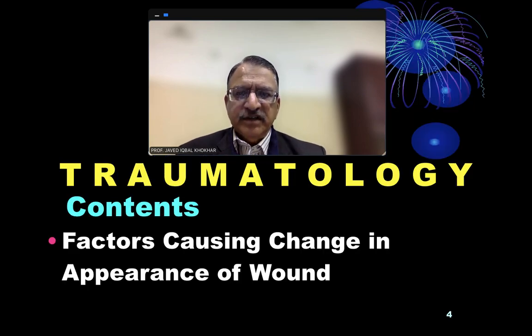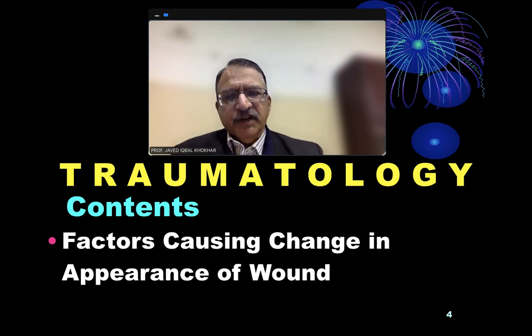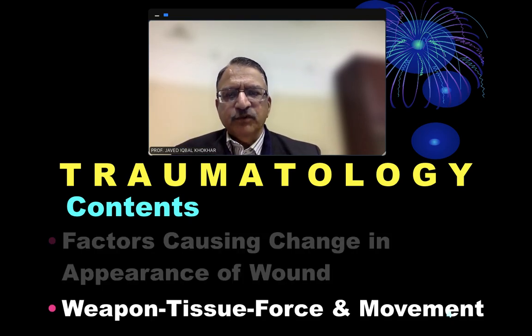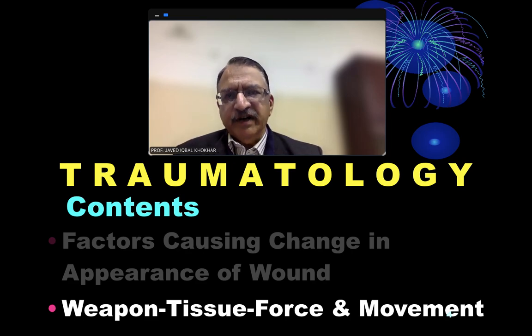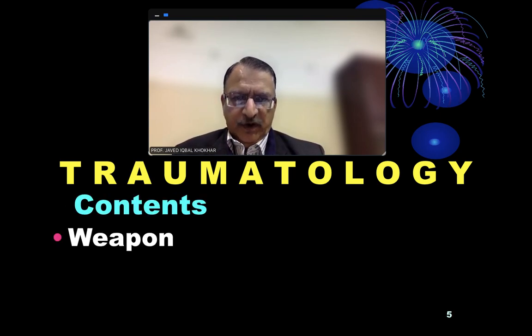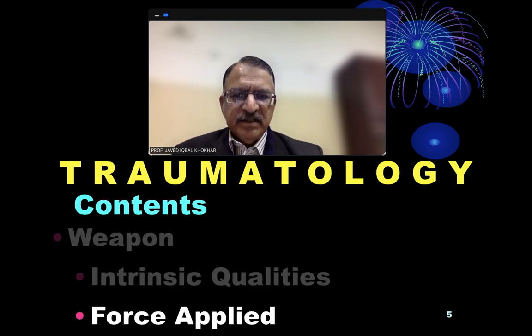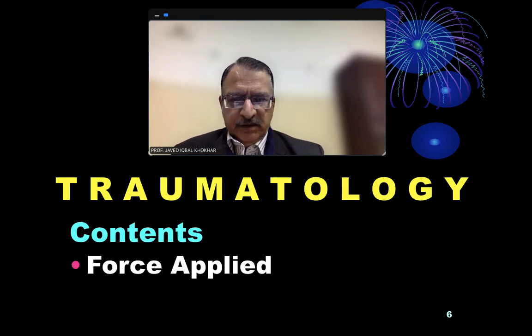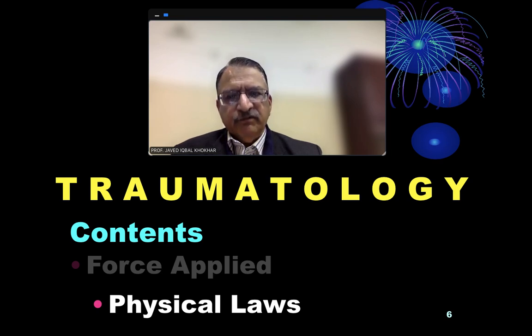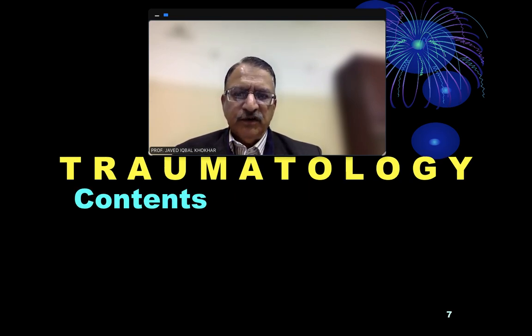And the contents of today's talk: I will be discussing various other factors. We have started discussing the intrinsic qualities within the weapon, then the factors which are responsible in the causation of the wound production or change in the appearance. Then what is the wound, weapon, tissue, force and movement effect. That is the force and movement effect. And what are the weapon's intrinsic qualities, and force, how much it is applied, and the force applied can be under various physical laws, and we'll discuss those physical laws.